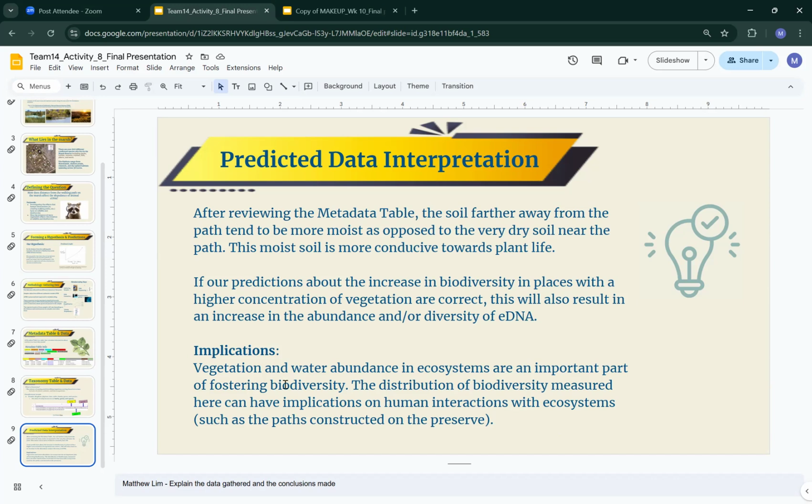And vegetation and water abundance in ecosystems are an important part of fostering biodiversity. The distribution of biodiversity measured here can have implications on human interactions with ecosystems, such as the paths constructed on the preserve. And that's about it. Thank you.